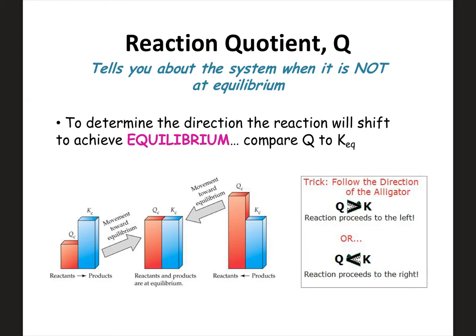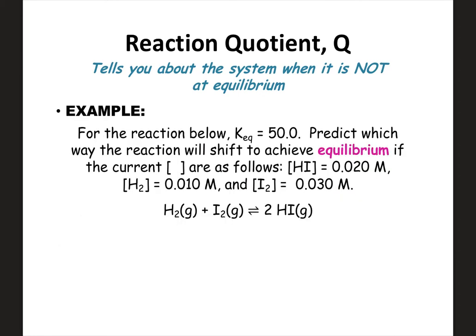So that indicates that the reaction needs to form reactants or shift to the left in order to reach equilibrium. And then obviously, if Q is less than K, the alligator is going to the right here. It's going to eat the K. So you need to form products, where the reaction is going to shift to the right side. I find this little trick actually helps me remember which way the reaction is going to go when I compare Q to K. Remember, this is going to tell us which way the reaction is going to shift in order to reach that equilibrium state.